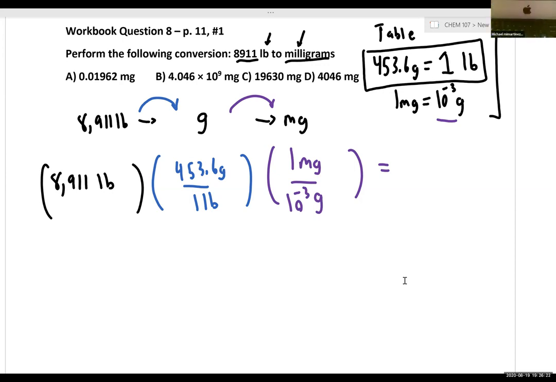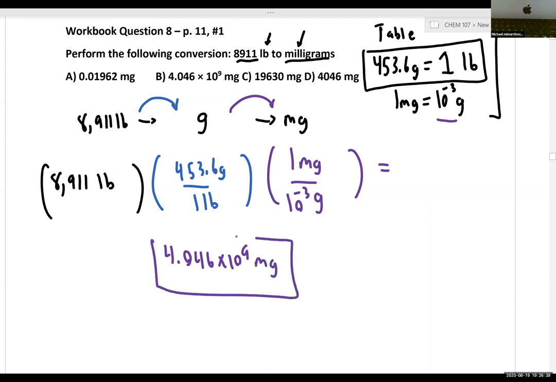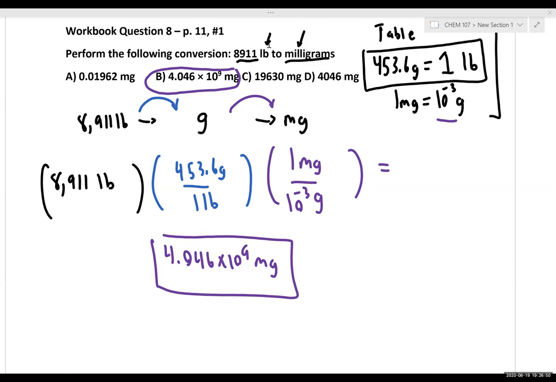So let's write that down. So that gives us 4.046 times 10 to the 9th milligrams. So our answer most closely matches response B. Does that make sense to everyone? Is everyone feeling a little more comfortable taking measurements with their calculator?